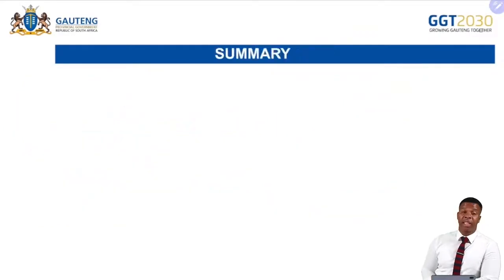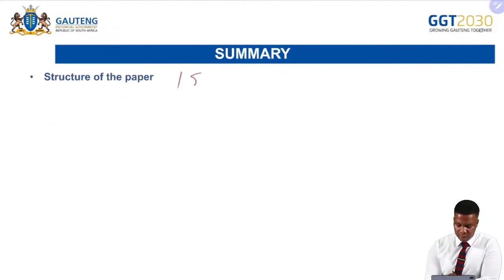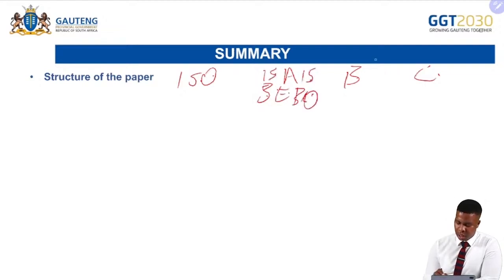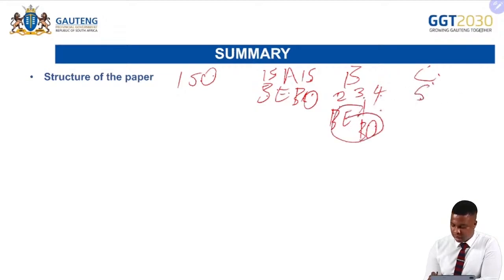Now let us look into a summary of our lesson. We looked into a lot, the structure of the paper. Remember, the paper is made of 150. We have section A, we have section B, and section C. I said you have your business environment and business operations, and you'd be having 15 marks for each. Then with your section B, you have question 2, 3, and question 4. So with your question 2, you have your business environment. With question 3, you have your business operation. Question 4, you have a combination of both. Section C, you have question 5 and 6. Business environment would be your question 5. Business operation is your question 6.